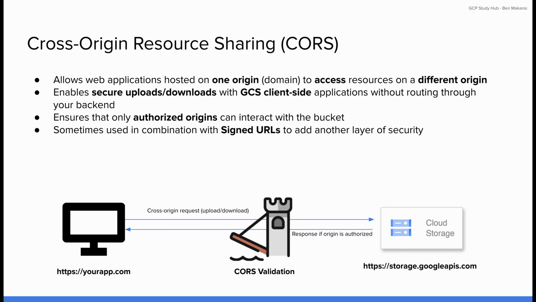So that's the entire point behind CORS, and it's literally spelled out in the name: cross-origin resource sharing. The request is coming across two origins, from yourapp.com to storage.googleapis.com. So CORS checks the origin against the bucket's CORS configuration. If the origin is authorized, the request is allowed. So then uploads and downloads can happen. And if it's not, then the request is rejected. So this is a straightforward way to securely manage cross-origin requests for web apps. And it could show up on the exam.